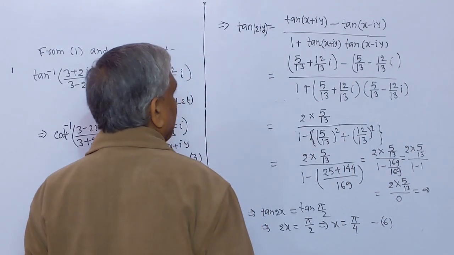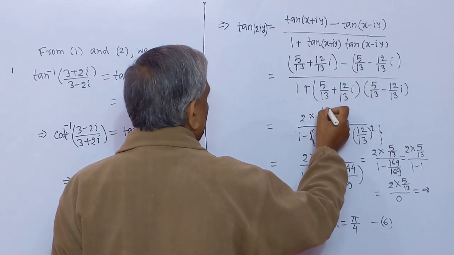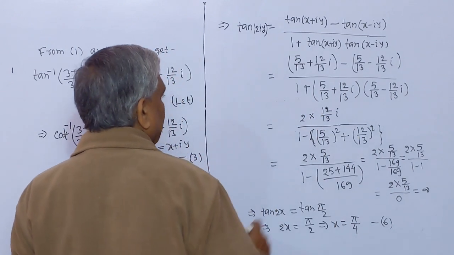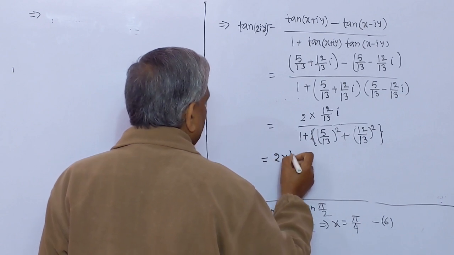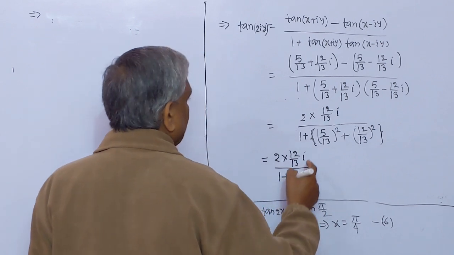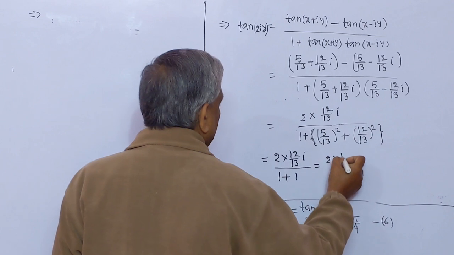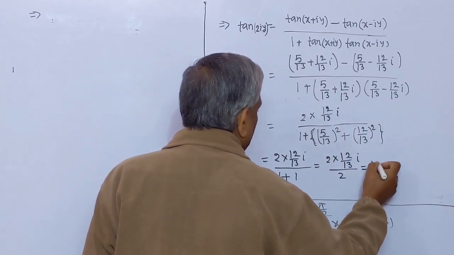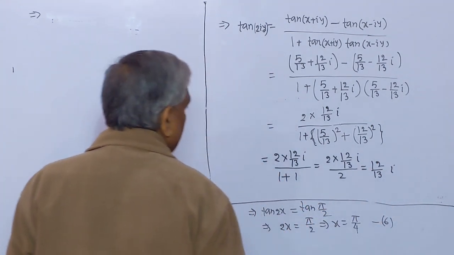here 2 multiply 12 by 13 I, here 1 plus, this is equal to 2 multiply 12 by 13 I by 1 plus, this is equal to 1. So 2 multiply 12 by 13 I by 2. This is equal to 12 by 13 I. This is number 7.